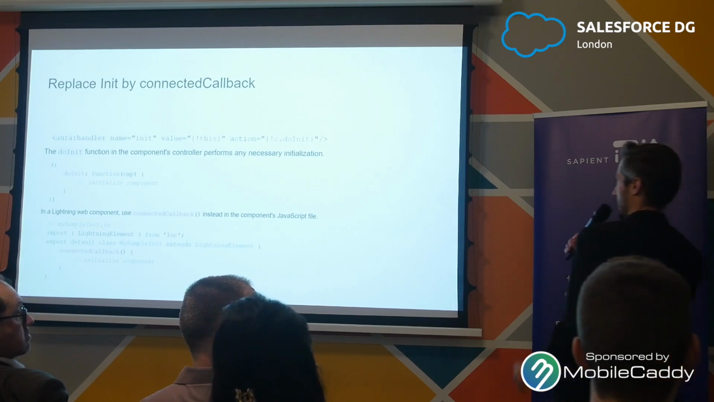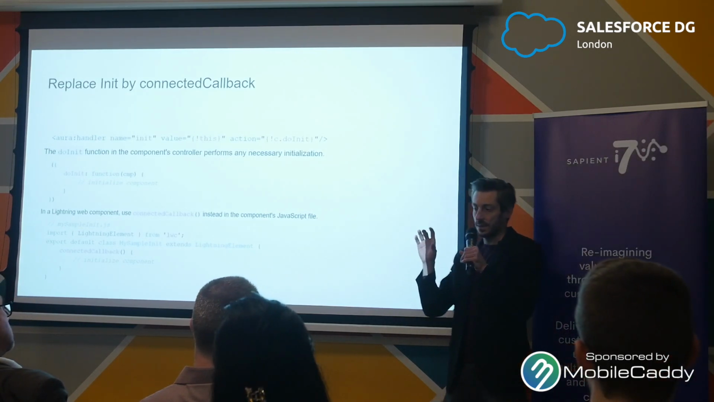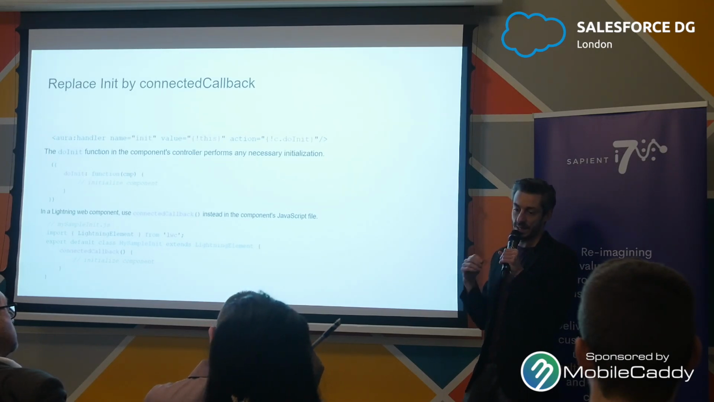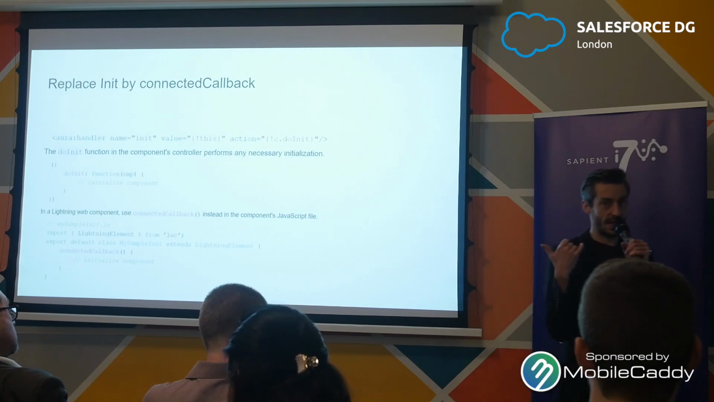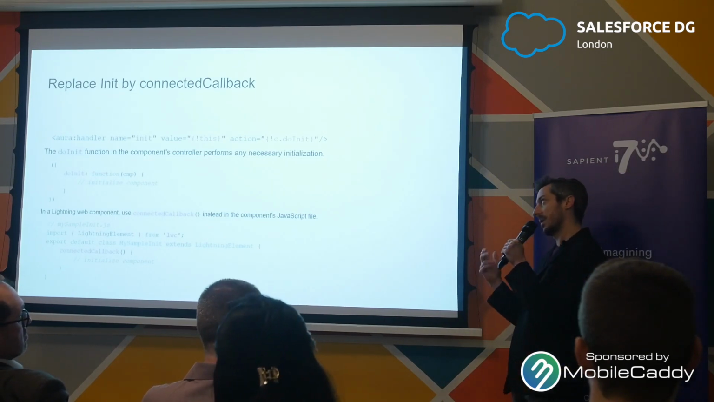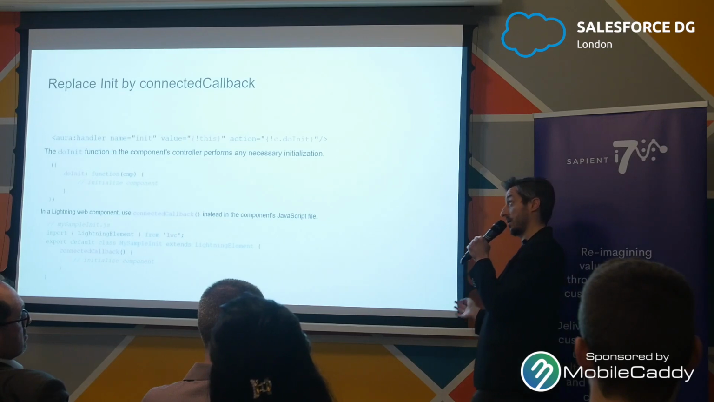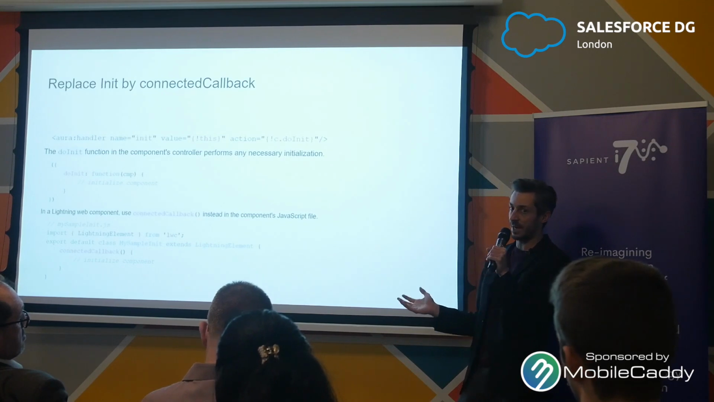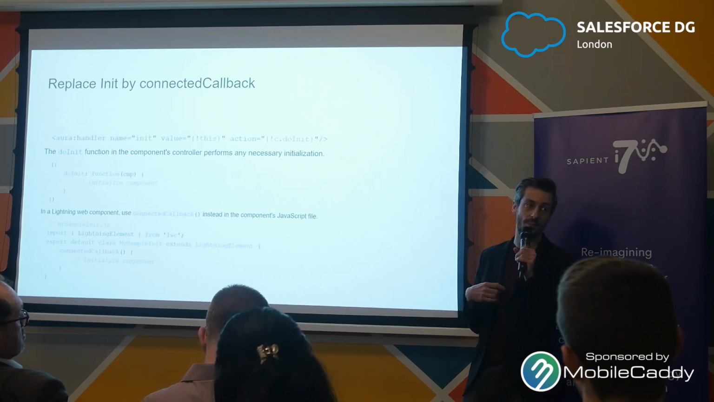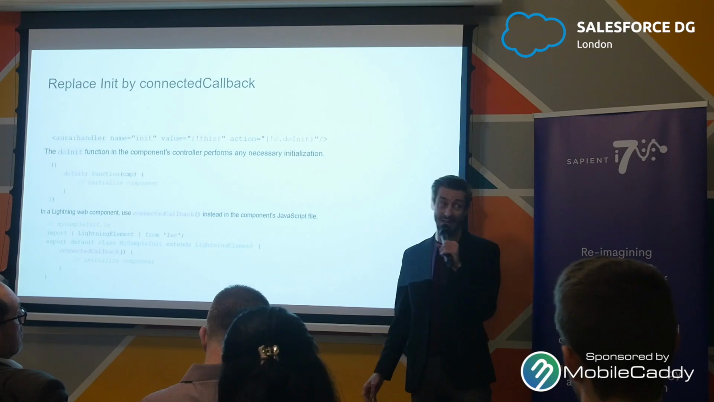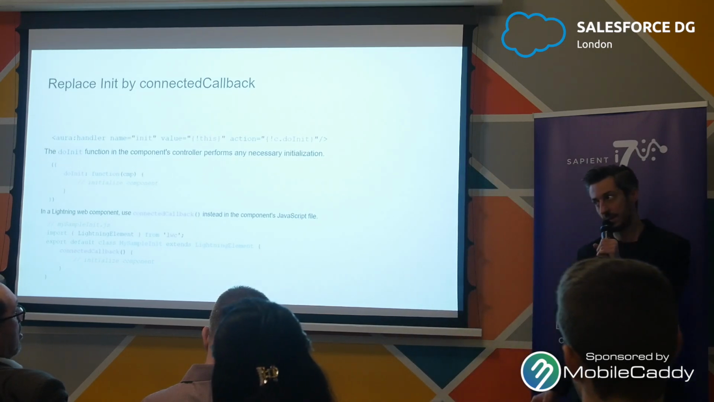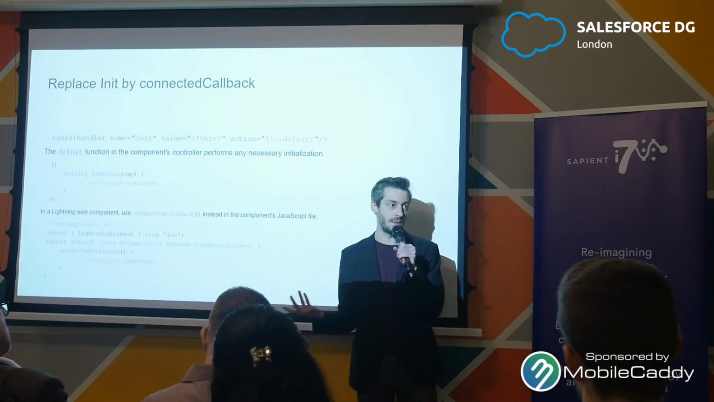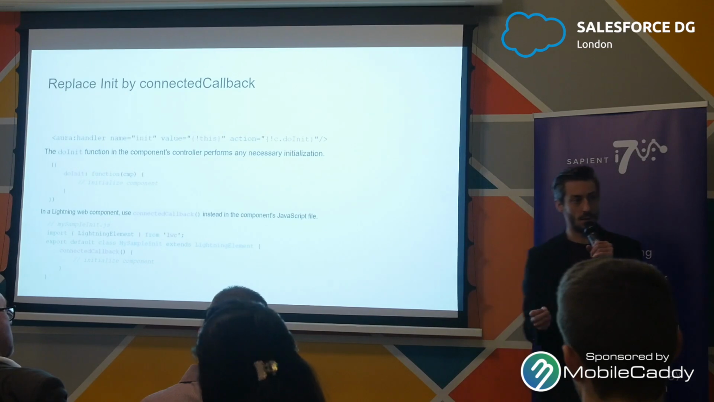So that's a good question, actually. There's a few differences in terms of how you define your attributes in your JavaScript controllers, and you use decorators, as we've seen before with the API. So you have two decorators for attributes. You have API and track. So if you just declare an attribute, it will be private. If you declare a track attribute, it will be private reactive. If you declare an API attribute, it will be public reactive. So anything that you need to pass from the parent to the child will be an API way of doing it.